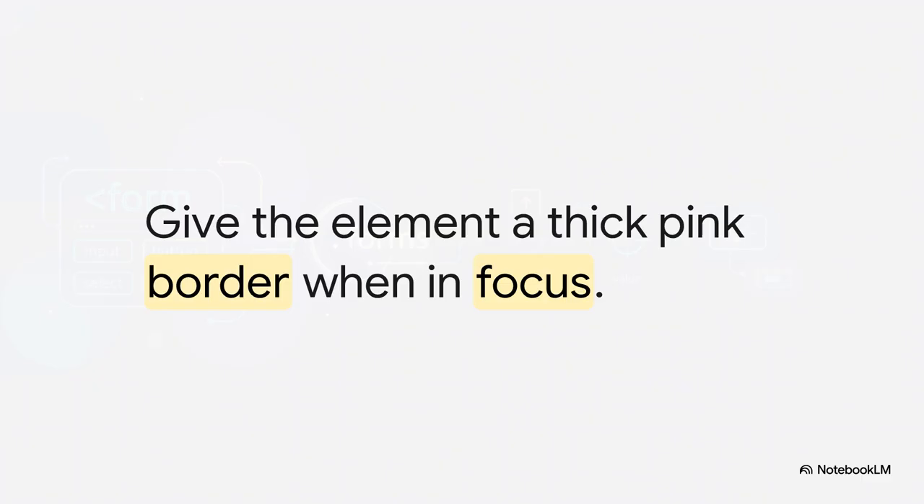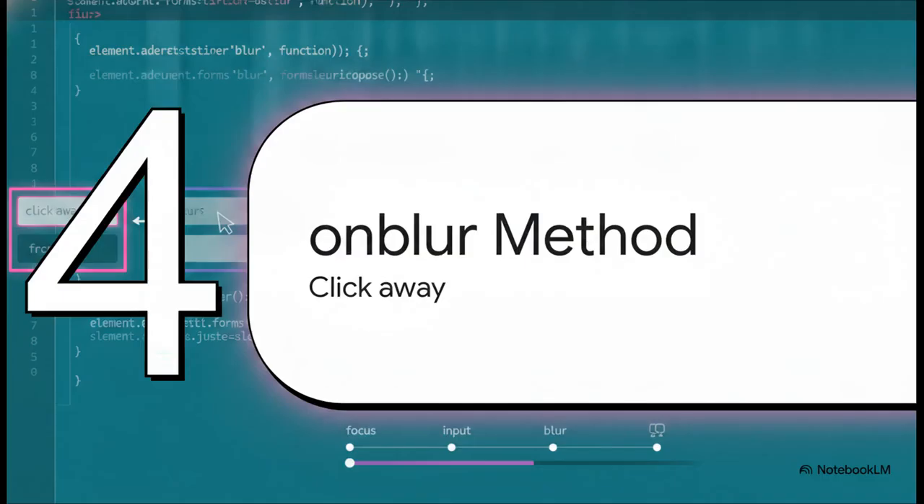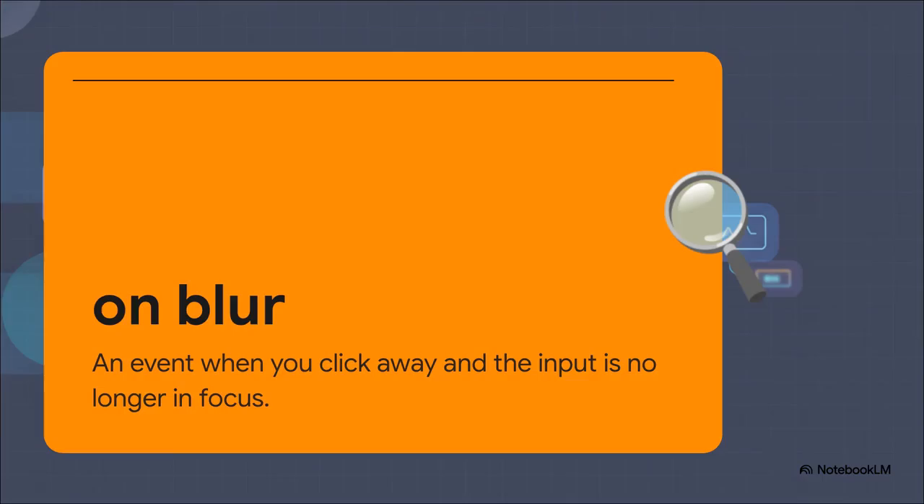Look, it might not pass a modern design review, but it's a fantastic visual way to prove your JavaScript is actually doing its job. Which brings us right to Section 4, handling the blur event. The crucial problem right now is that if a user clicks away to fill out something else, that bright pink border just awkwardly stays active on the first field. We need a way to undo our focus styling, and we do that with the onblur event.